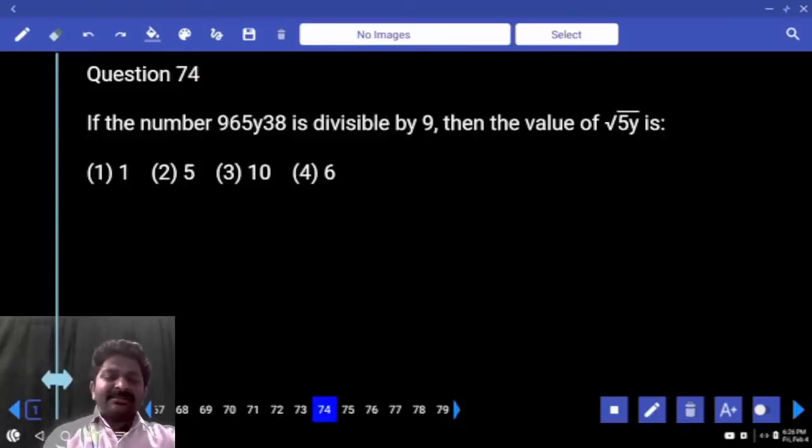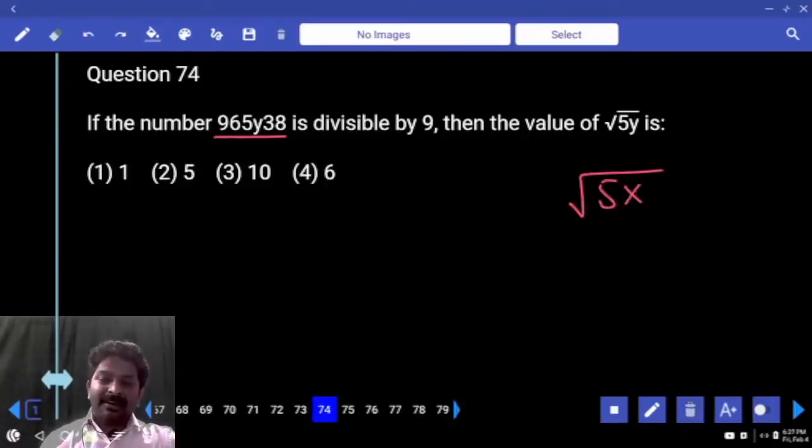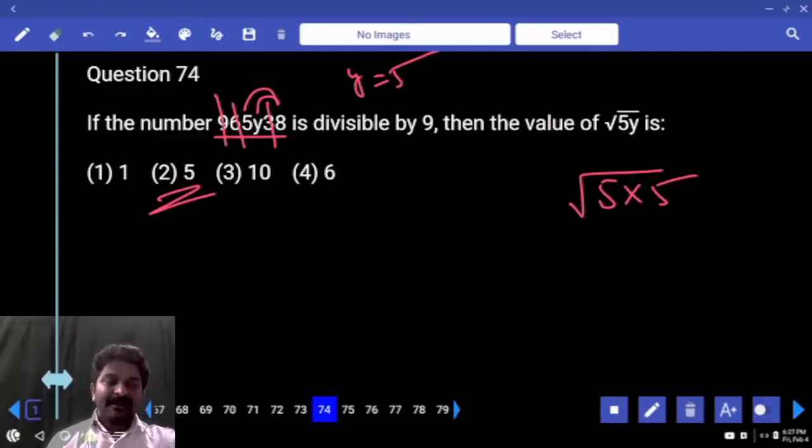If the number is divisible by 9, the sum of the digits must be divisible by 9, right? Come on. And we were asked to calculate under root of 5 times of y. Okay. It is divisible by 9. I'll pick a combination of numbers so that I get 9 here. Directly 9 is there. 6 plus 3, 9 is there. 5 plus 8, 13. 13 plus y must be a multiple of 9, correct? Then y must be 5. Under root of 5 square, 5.